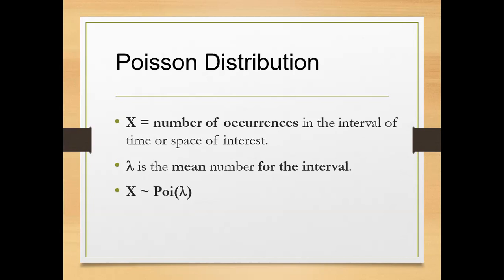Lambda is the mean number for the interval of interest. Lambda is the mean number, so the average number. So you already know the average ahead of time, before you even have the distribution. You have the average, and you say that X is distributed as the Poisson random variable with parameter lambda. So lambda is the mean that's given to you on the front end.